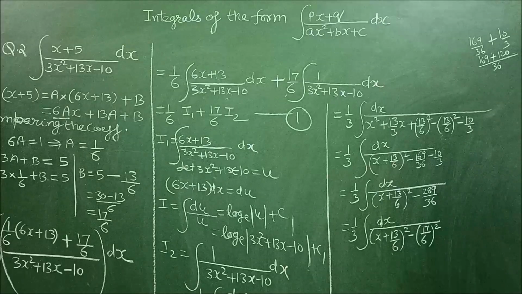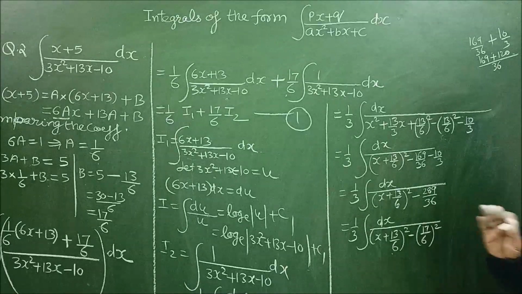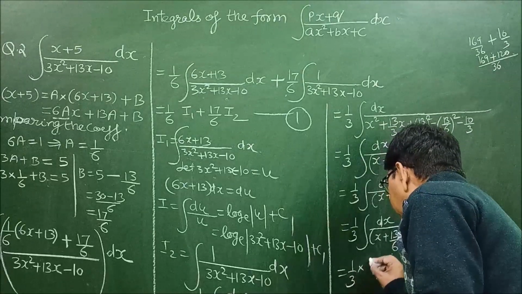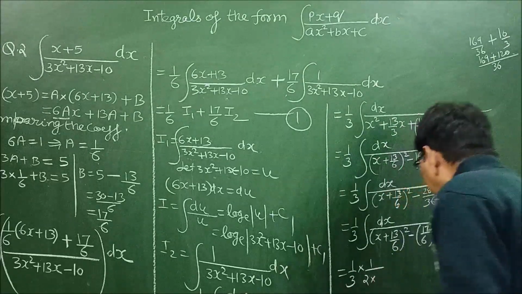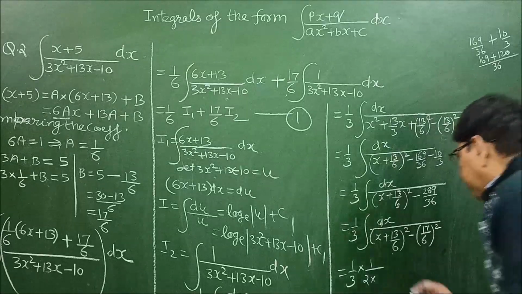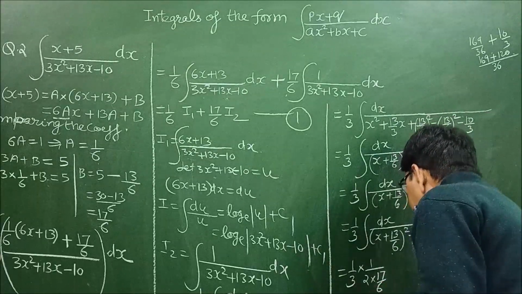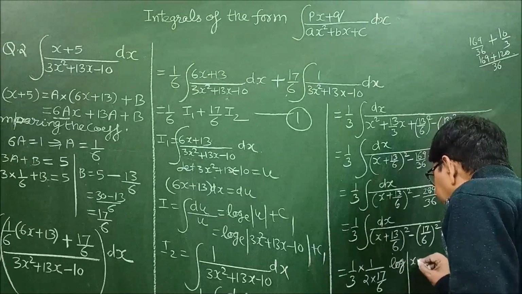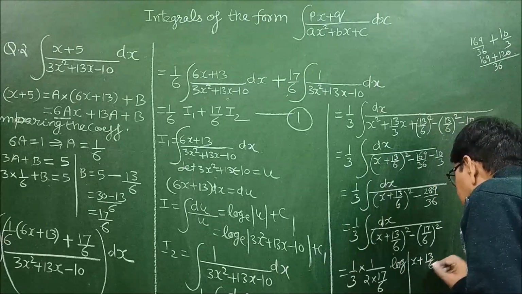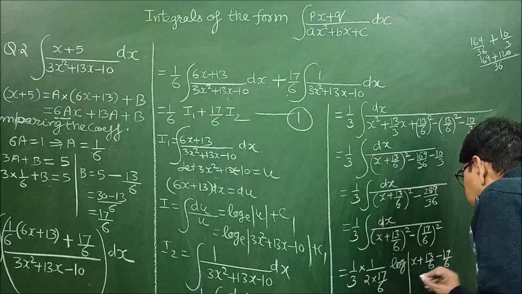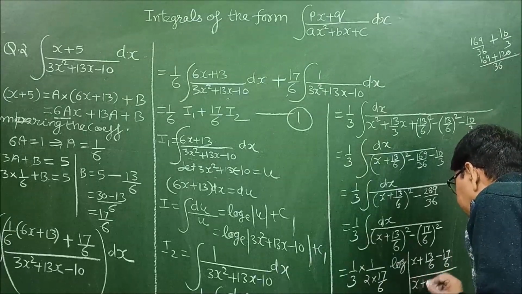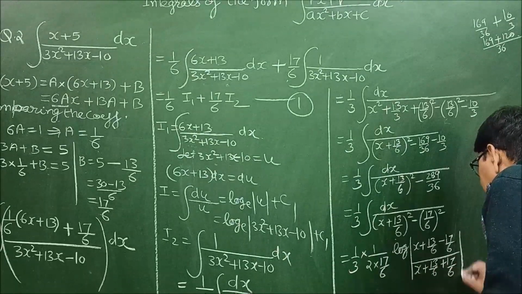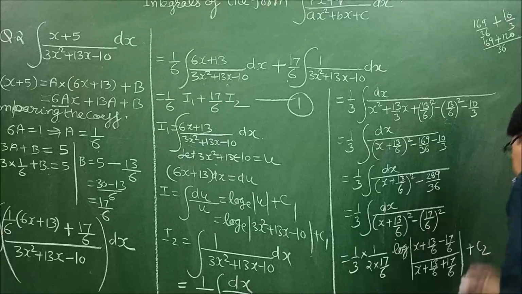Now this integral is in the form of x² − a², so its integral is equal to 1 upon 3 into 1 upon 2a. The value of a here is 17 upon 6, so 17 upon 6 log of (x − a) upon (x + a), that is (x + 13/6 − 17/6) upon (x + 13/6 + 17/6), and plus some constant c2.